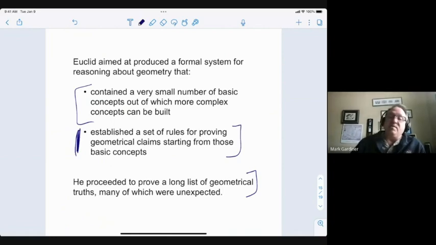So it gives you a bit of a sense of what a formal system looks like, those 3 things. You want your basic concepts, you want to establish some rules for manipulating those concepts, rules of proof, and then you want to see what you can get from them, what follows from them.